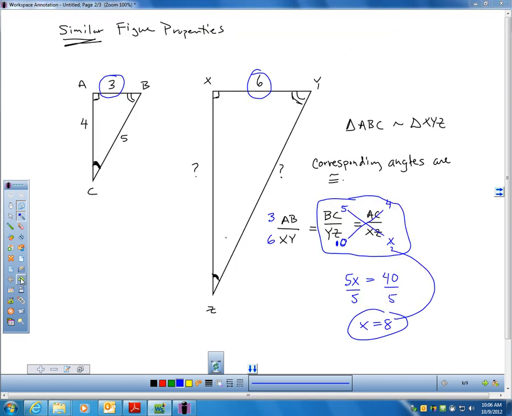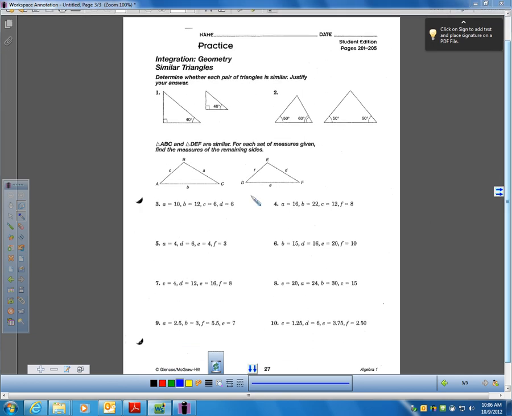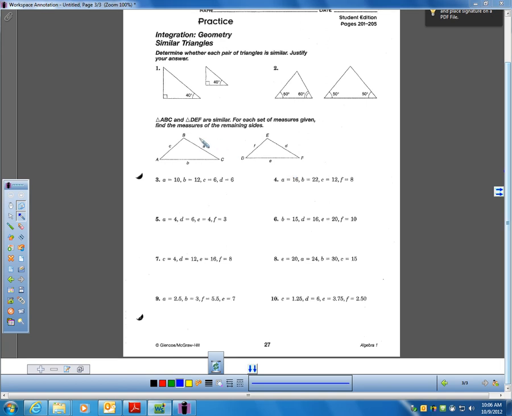So that's going to get us to a worksheet and the bookwork. In this worksheet, they're going to ask us questions. Down here, we'll do one of them together to get you going on it, and I'll give you the worksheet tomorrow. They want me to find the measures of the missing sides of these triangles. For each set of measures given for triangles ABC and DEF, and by the way, these triangles are similar, they told us that in the directions, we want to find all the missing measures.